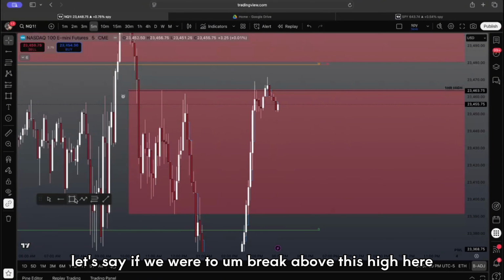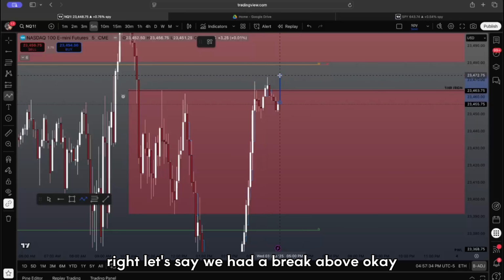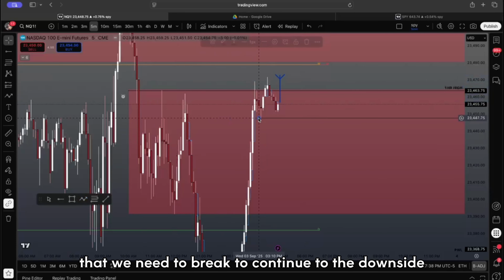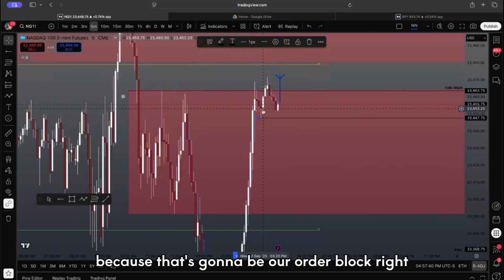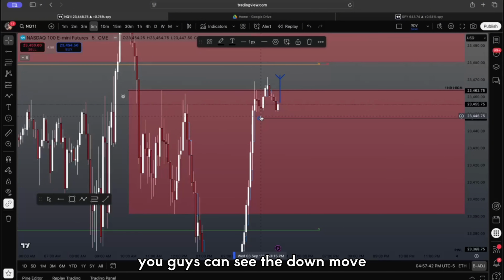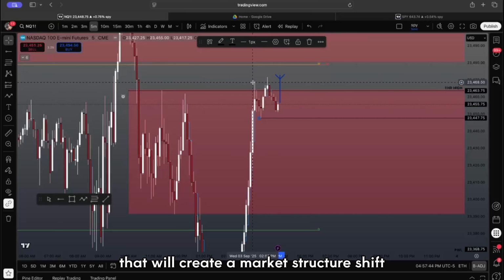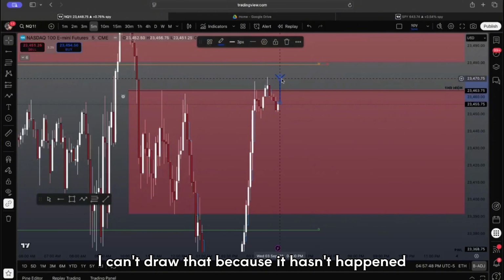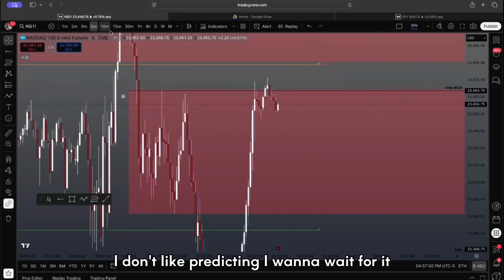Let's say if we were to break above this high here, right? Let's say we had a break above. Okay, then we know that this is going to be our low that we need to break to continue to the downside, because that's going to be our order block, right? You guys can see the down move that creates a gap that will create a market structure shift if it was to break above. I can't draw that because it hasn't happened. I don't like predicting. I want to wait for it.